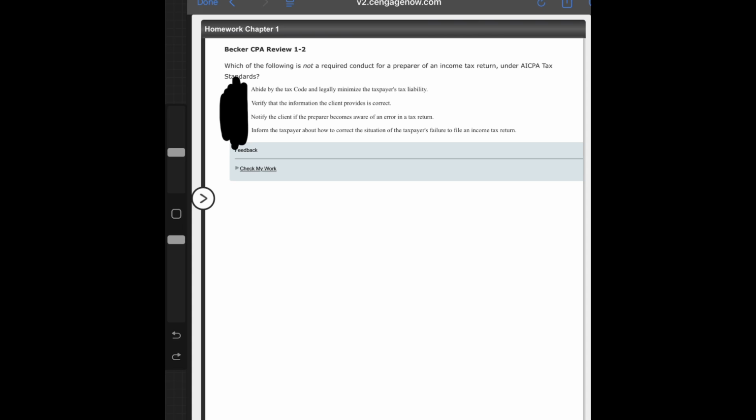Which of the following is not required conduct for a preparer of an income tax return under AICPA tax standards? To verify the information the client provides is correct. It's assumed that it's correct because you're the one supplying the information.